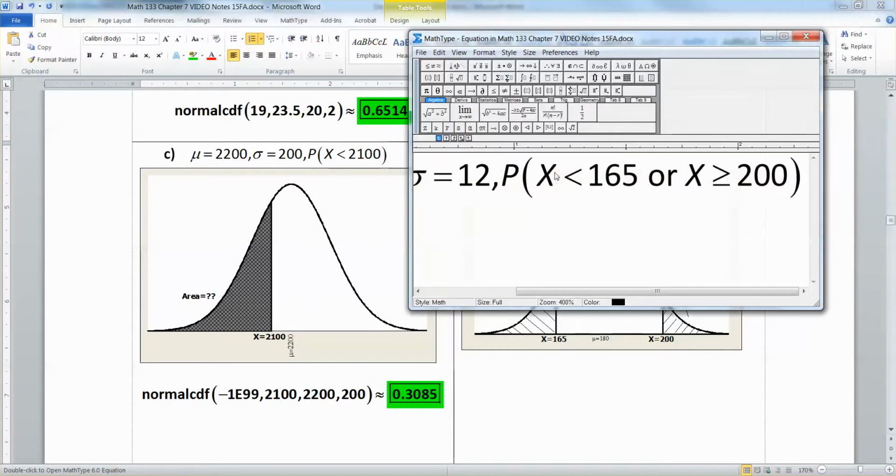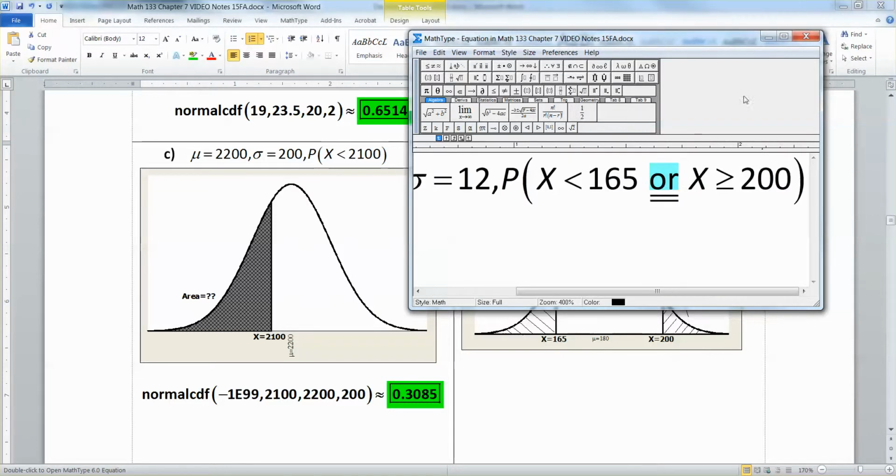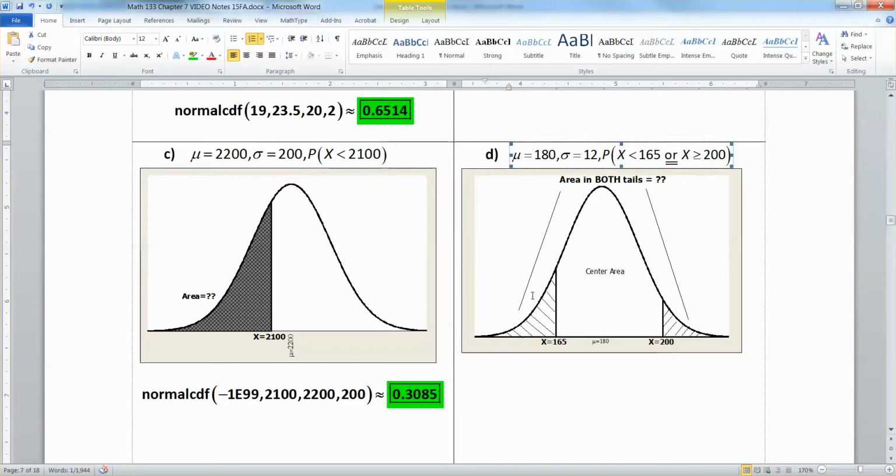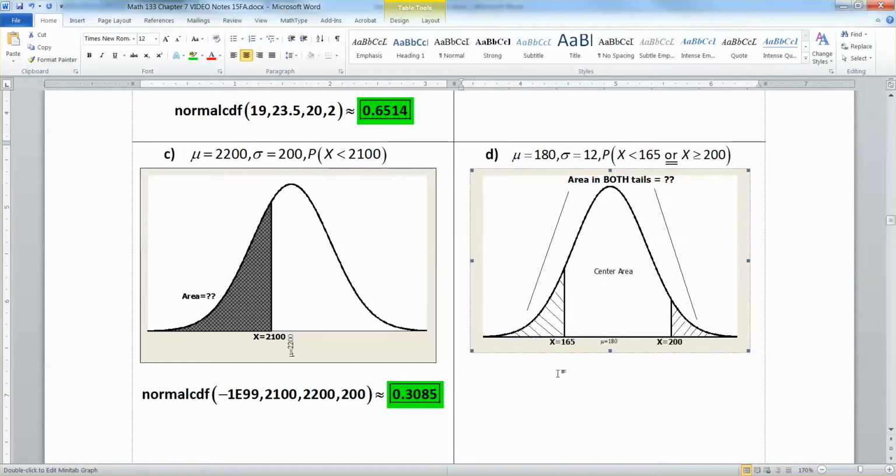But the trick is I want to be smaller than 165 or, and that's a very big or, bigger than 200. So because of the or part, that means I'm actually separating. I'm talking about 2 separate tails, i.e. disjoint. Remember that from chapter 5, right? They're disjoint, separated, mutually exclusive. Okay, so I want the area in both tails, question mark.